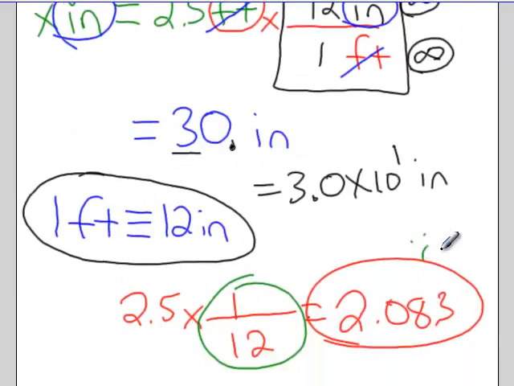So it takes a little bit more time, but not much, to write down your units and make sure the units are canceling. This is going to save you from selecting the wrong answer on an exam.